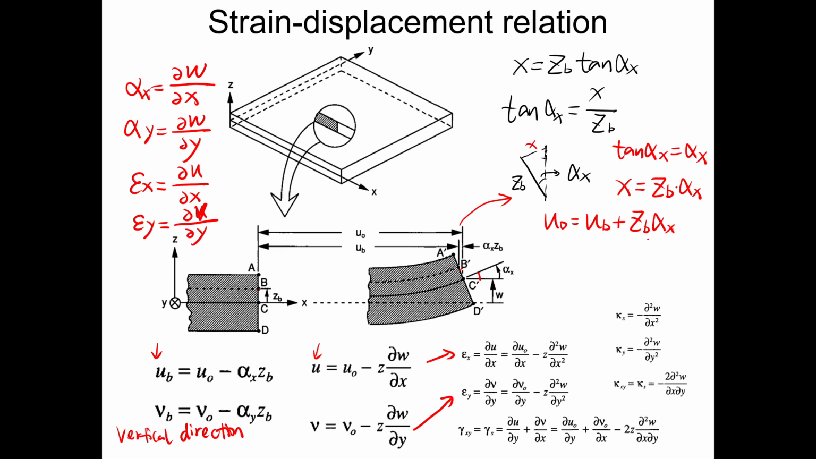Okay, lastly, we just need to denote some of this double derivative with the curvature values kappa x and kappa y. This is the curvature. Okay, and kappa xy is the shear curvature.